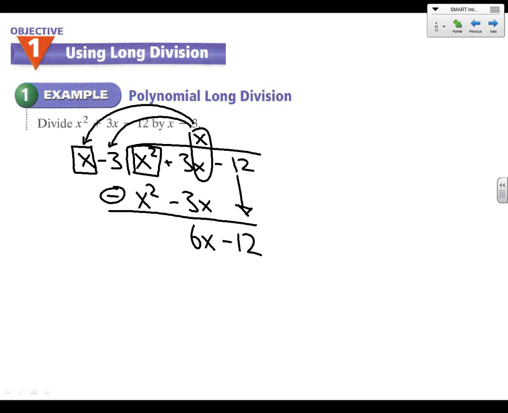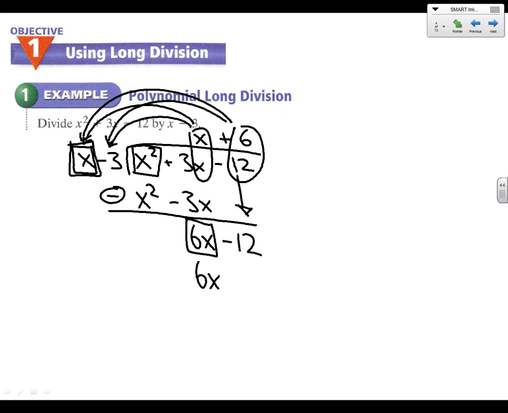Hopefully this should be vaguely familiar from algebra or pre-algebra and before that even. So 6x minus 12. What are we going to do? We're going to start over. We're going to say leading term divided by leading term. 6x divided by x, we get positive 6. And you'll notice once again that the constant is above the constant. So now let's distribute back in. What's 6 times x? 6x. If you did it right, those two numbers should match up exactly. What's 6 times -3? -18. And we're going to subtract straight down.